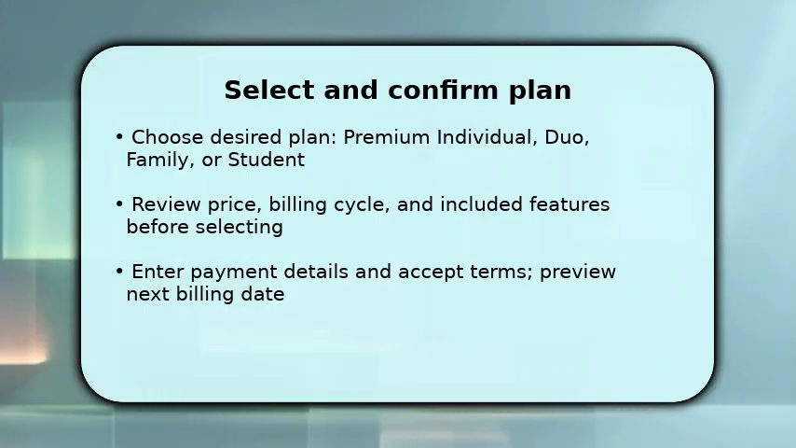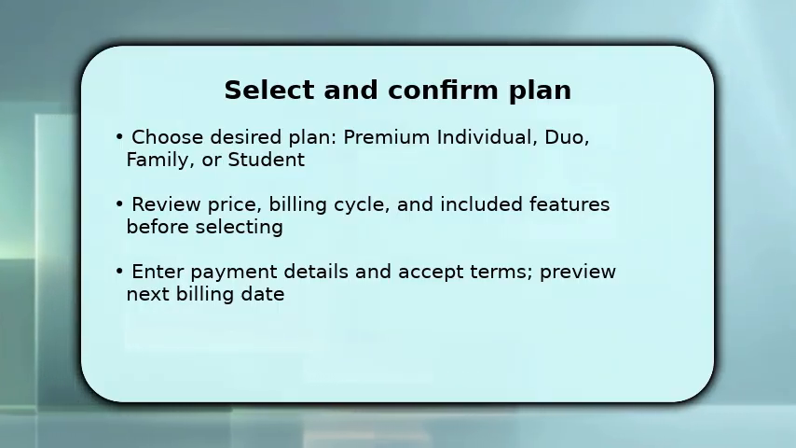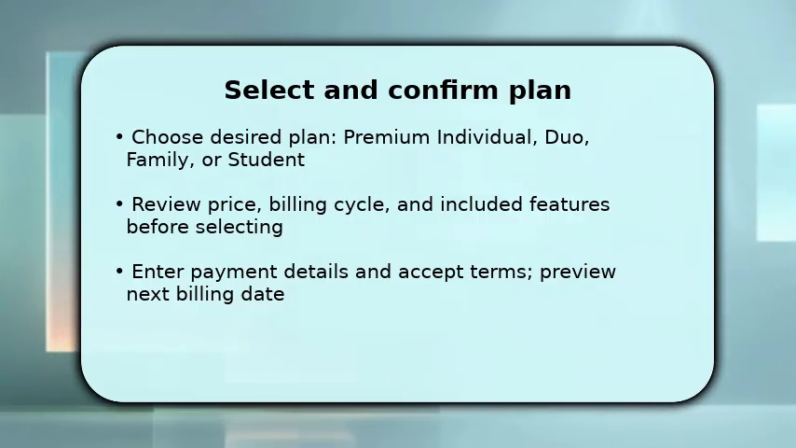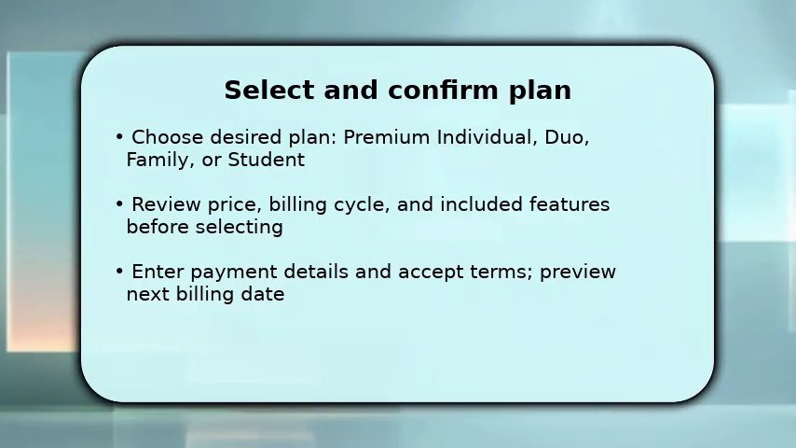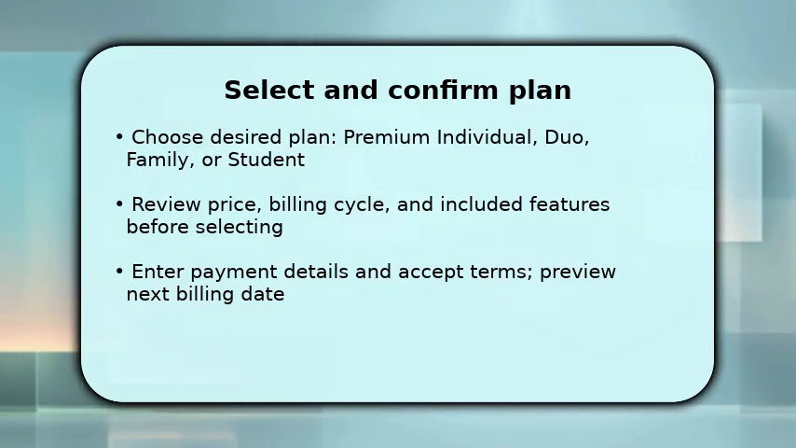Once you select a plan, follow prompts to enter or confirm payment details and billing cycle. Spotify shows the next billing date and any prorated charges. Read terms briefly and accept them, because this authorizes recurring payments. After you confirm, Spotify processes the upgrade.